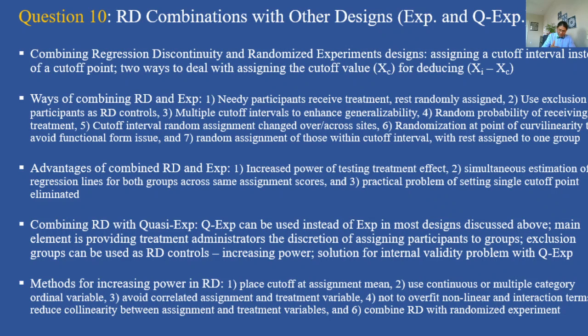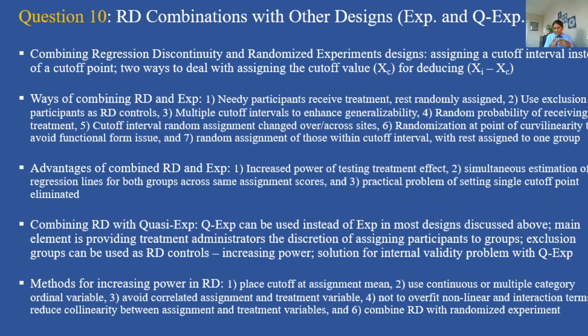And then those below the lower score, the lower line, are assigned to the opposite condition. And usually those in between the two lines, that is the cutoff interval, are randomly assigned to either of these conditions. That's basically the gist of what this combination would entail. So the main aspect of this combined design is choosing the cutoff score, because there is no specific cutoff point, there is an interval. So choosing that cutoff score to subtract from the assignment variable score is important.